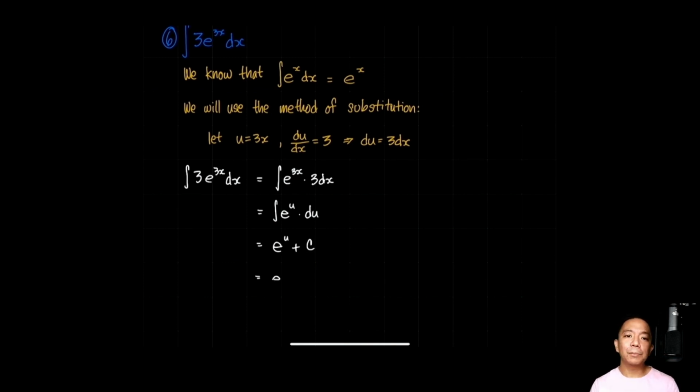And then we just back substitute u, where u is equal to 3x. So we write this as e raised to 3x plus c. So let us just highlight our final answer. Again, you can opt to pause this and check kung tama yung sagot natin.